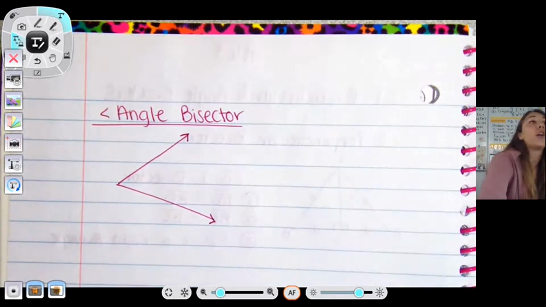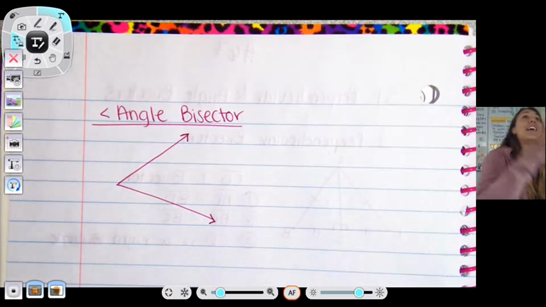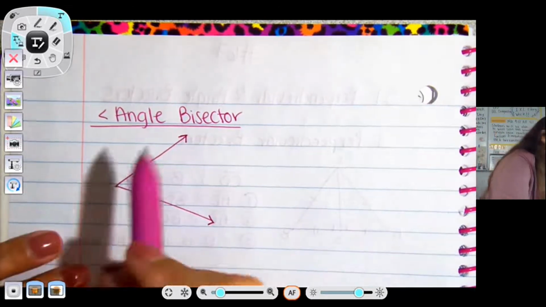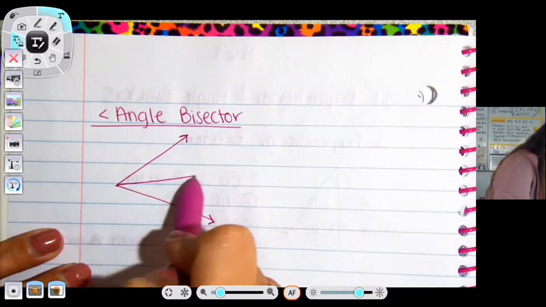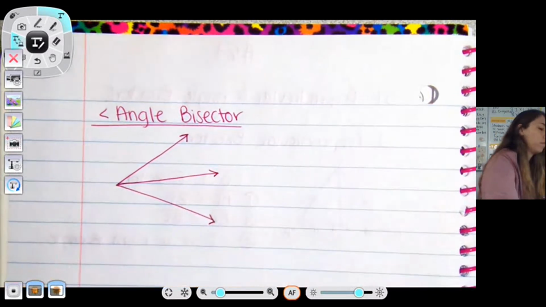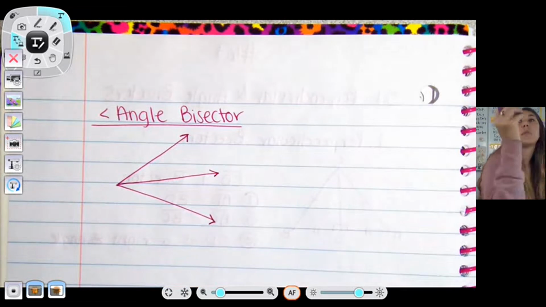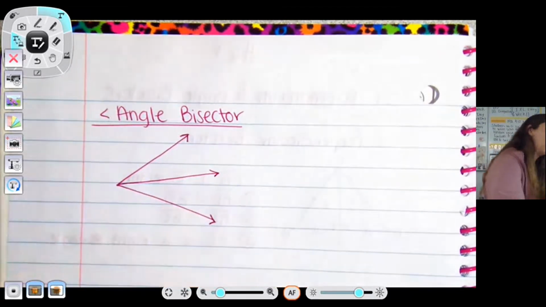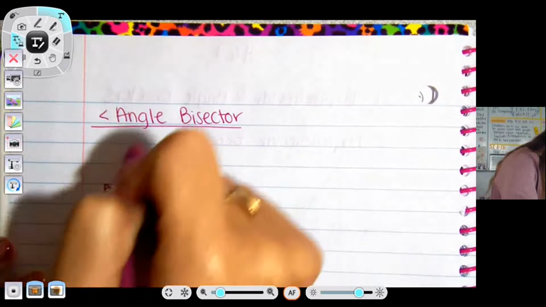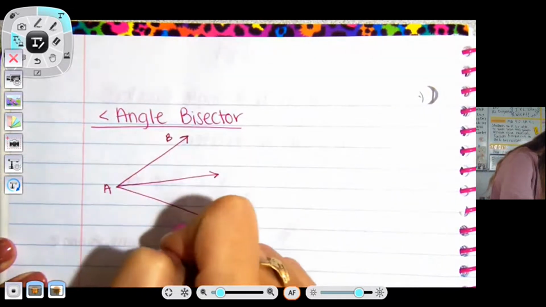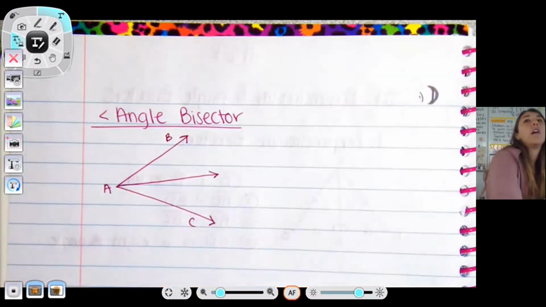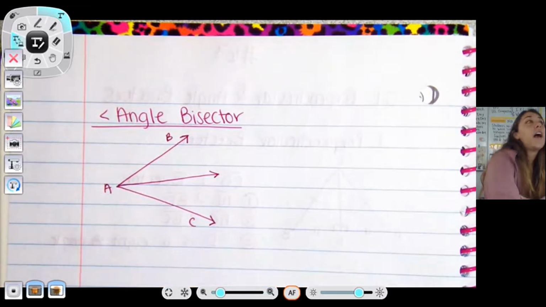Okay, then what you're going to do is make an angle bisector. What does bisect mean? It's cutting in half, right through the middle. So we're going to cut this in half and create an angle bisector. So using your angle, make an angle bisector. Try your best to split it in half. Okay, I want you to label it BAC.